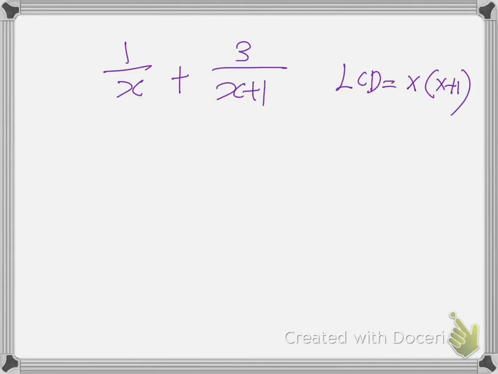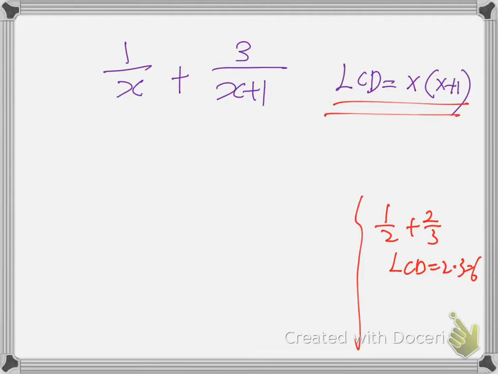Just like the corresponding number example, 1 over 2 plus 2 over 3, what's the LCD? 2 times 3, 6. So here for the LCD, we just use their product. Now we need to change both of these two fractions to this LCD. So the first fraction is multiplied by x plus 1 over x plus 1, and the second fraction times x over x.